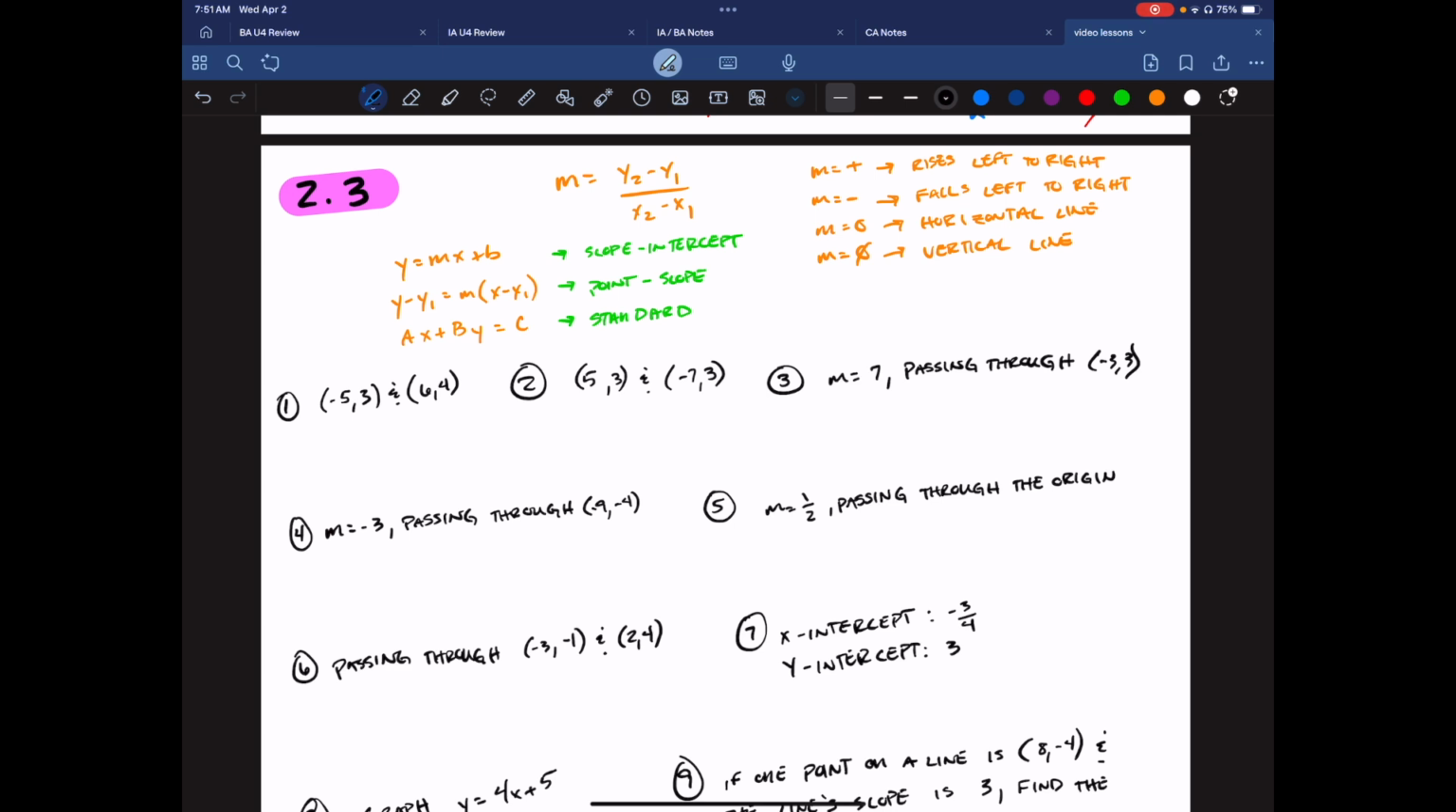All right. First of all, you need to know that the slope formula is y sub 2 minus y sub 1 over x sub 2 minus x sub 1, otherwise known as difference of y's over difference of x's. And it's represented with an m.